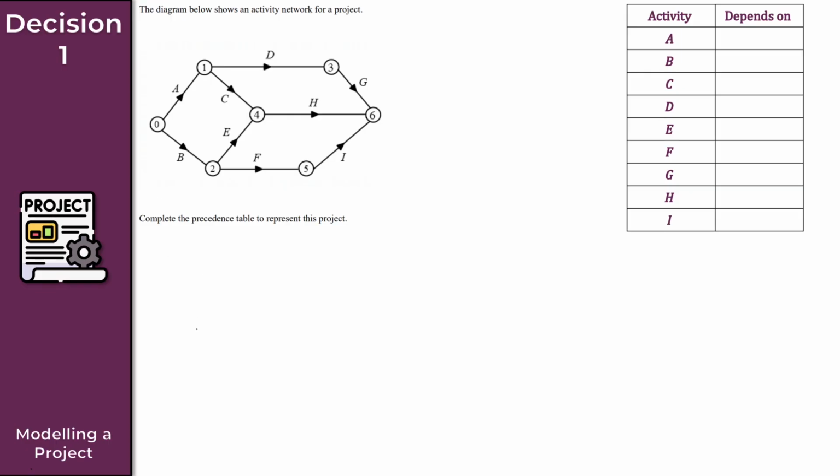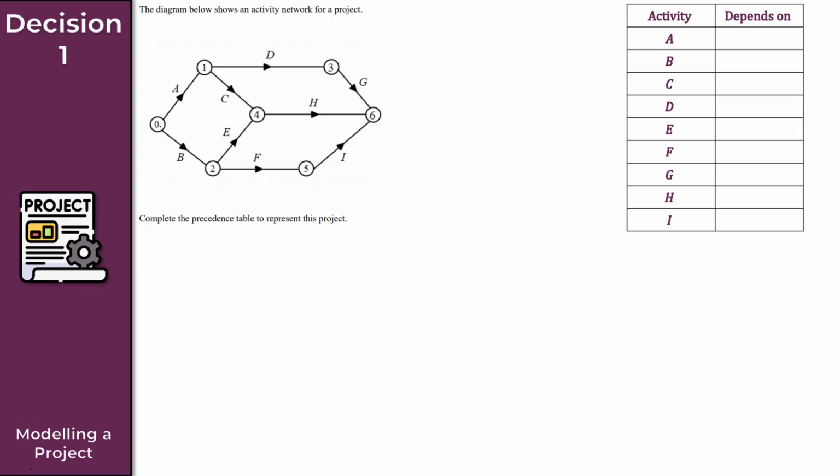And all we want to do here then is just complete the precedence table to represent this project. So over on the right-hand side here, we have our precedence table. In the left-hand column, we have all the different activities, so activity A through to activity I. And then the right-hand column here, as we can see, it's currently blank, but this would be the dependencies, right? That's what we need to complete. So let's get started here then.